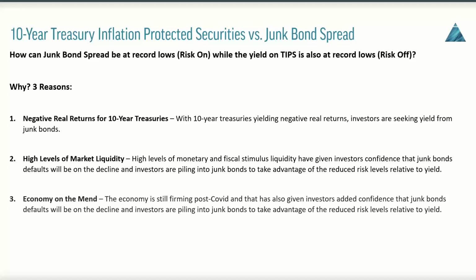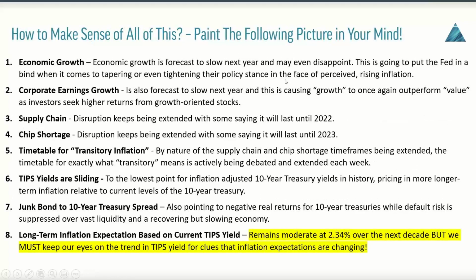And so investors are piling into these junk bonds to take advantage of the reduced risk level relative to the yield. And again, we have an economy on the mend. This has also given investors added confidence that junk bond defaults will be on the decline. So three reasons why we are seeing this dispersion between junk bond spreads relative to the 10-year and the yield on the TIPS, okay?